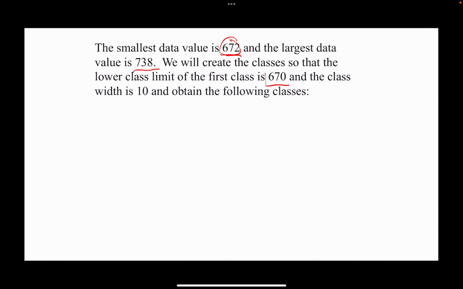I'm going to choose 670 because it is a nice pretty number that is just slightly lower than our lowest value. So I'm going to start my histogram at 670. I'm going to start my smallest class at 670. Now when you're making histograms in Excel, they automatically start with the lowest number. They will not choose a pretty number below that.